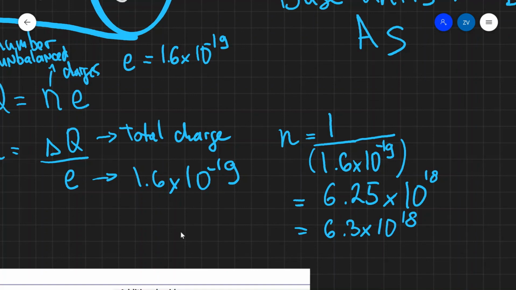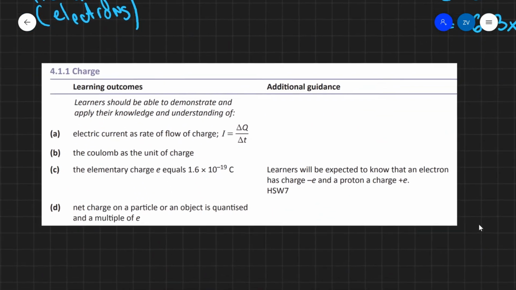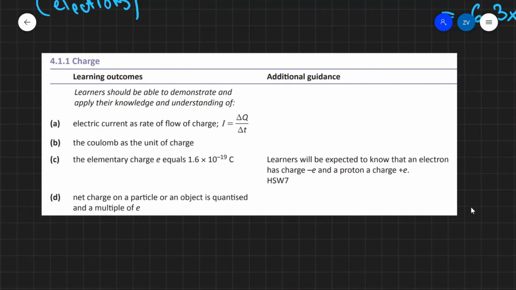And let's just summarize what we've been discussing today. I've got a little snip of the OCR Physics A specification. If you're doing a different exam board, chances are the specification is very, very similar. But just to recap, electric current is the rate of flow of charge, and we've looked at this formula over here. We've talked about the coulomb as the unit of charge. In fact, we've even gone further and looked at the base units of it. We talked about the elementary charge E being 1.6 times 10 to the power of minus 19, and we also said that the net charge on a particle or any object is quantized. This actually means that it's a multiple of E, like so.